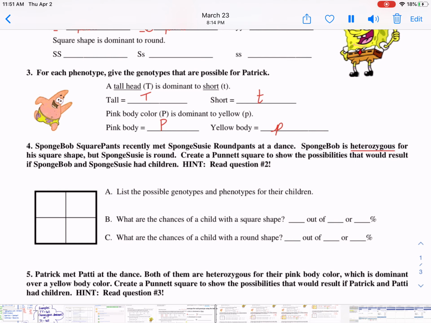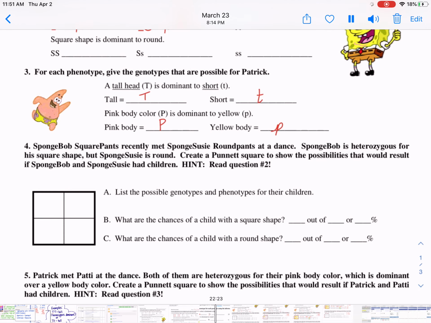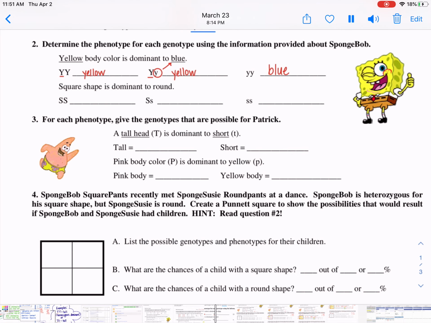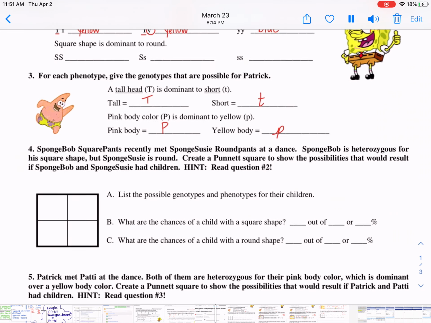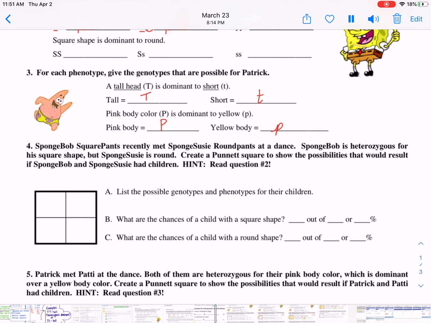Zygous for his shape, hetero. Go back a little bit. Tall is going to represent it, because now what we have to do is in number 4 we have to figure out, and again this is your classwork for Friday. Keep in mind, this is March 23rd's recording. So you're going to be making me a video just like this.